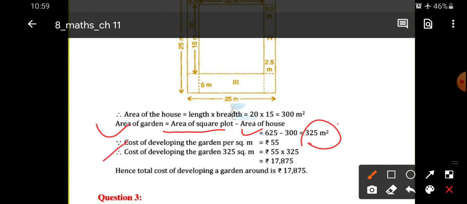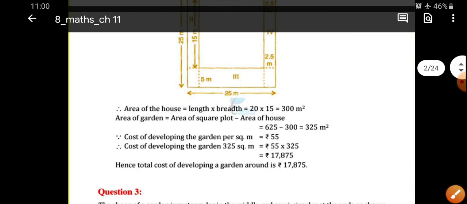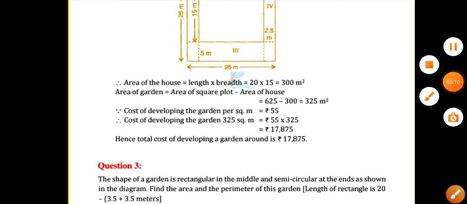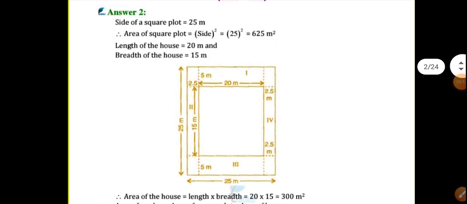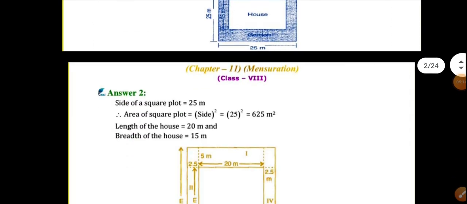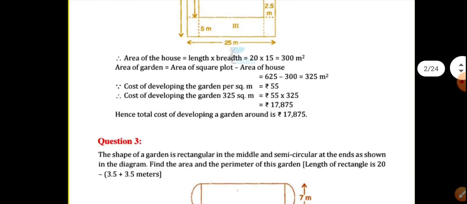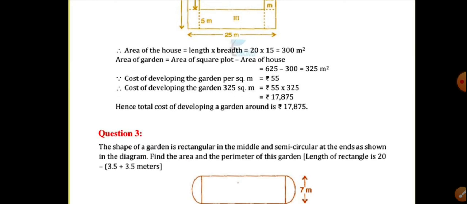Now you can find the cost for 1 square meter, it's 55. Then for 325 meter square, it's 55 into 325, which is equal to 17,875 rupees. Okay, this is the answer. Now the third question onwards we will see later. Thank you.